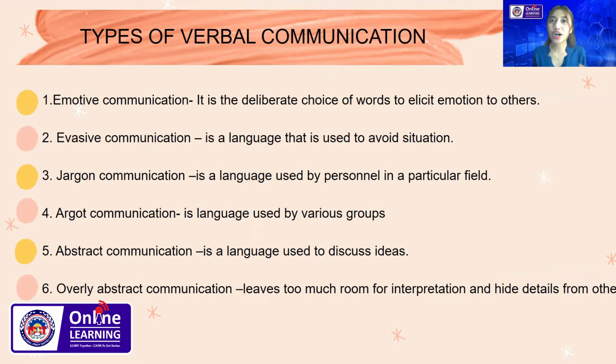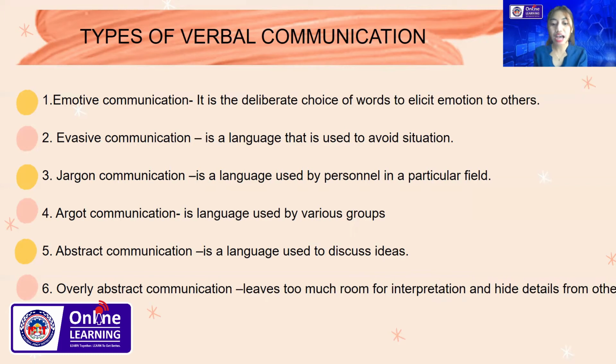Next one is jargon communication. When we say jargon communication, it is language used by personnel in a particular field, meaning to say, these are the terms being used by a group of professionals. Most jargon consists of unfamiliar terms, abstract words, and abbreviations. For example, vividness. When we say vividness, it means teachers' awareness of what is going on in all parts of the classroom at all times. Okay? Meaning to say, it is not easy for us to instantly know the definition or meaning of the word vividness because we are not in the same field or profession.